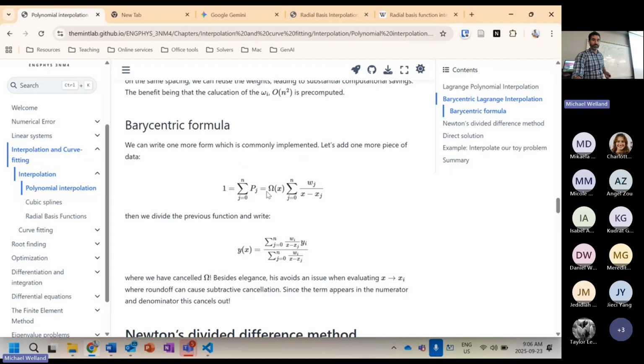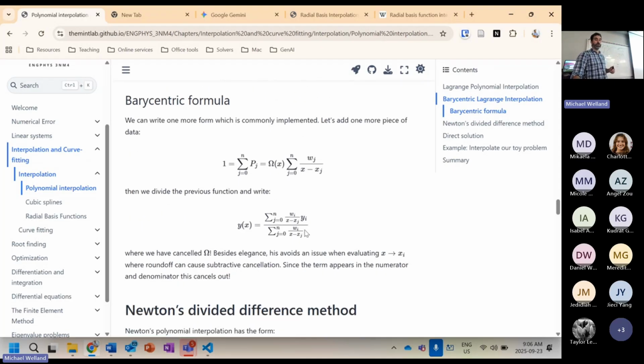What you end up doing is noting that you require all of these to always equal 1. So you impose this other constraint onto this form. You require that the sum of these polynomials is always equal to 1, and then you divide through, and you've actually canceled your omega function entirely, right? Omega used to be the product of all of these different polynomial terms. It turns out you can cancel that entirely. All you get is this, and it avoids this issue where x is close to one of these data points.